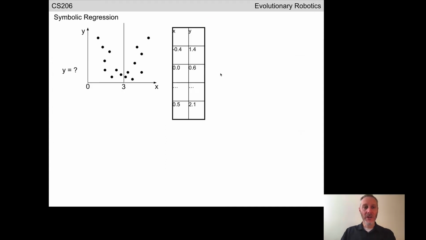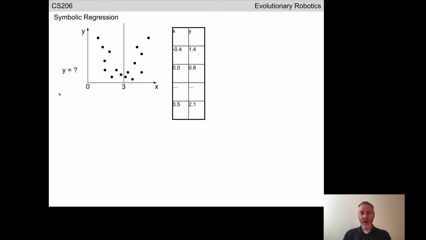Okay, we're going to talk about one last evolutionary algorithm and then switch to physics engines. And before we introduce this last evolutionary algorithm, I'm going to start with the problem, and then we'll talk about the solution. The problem is known as symbolic regression.